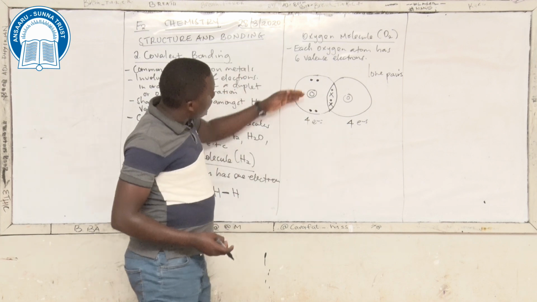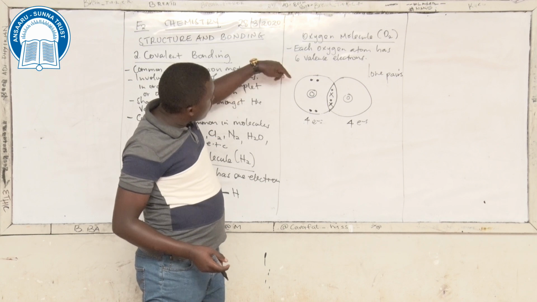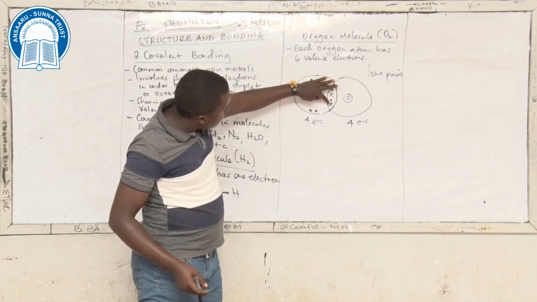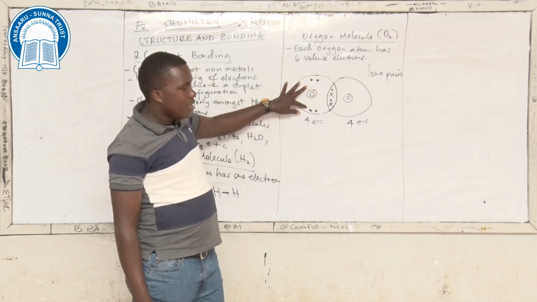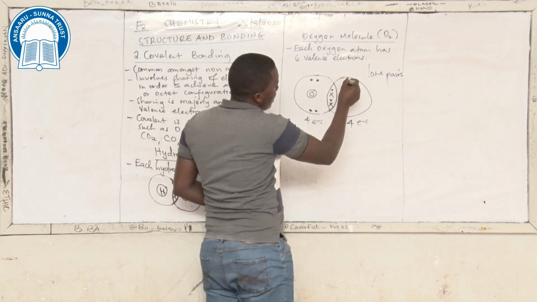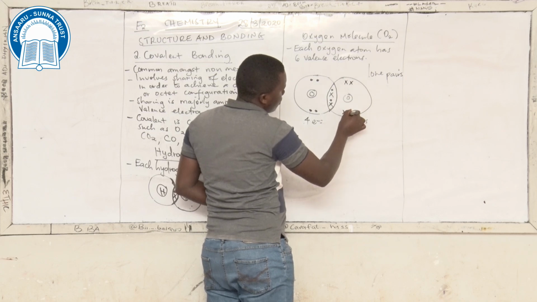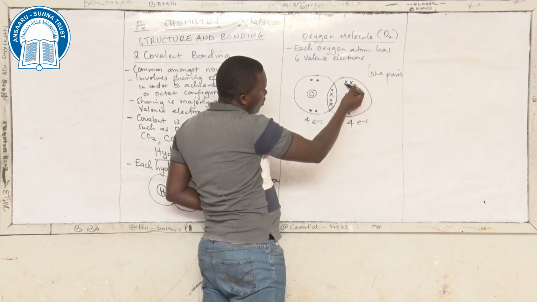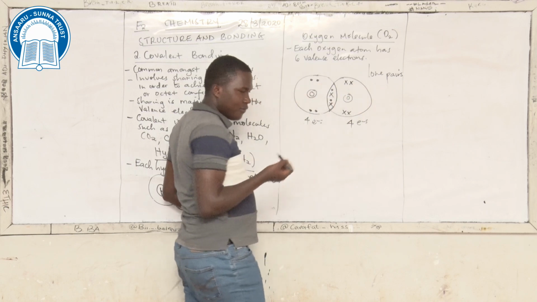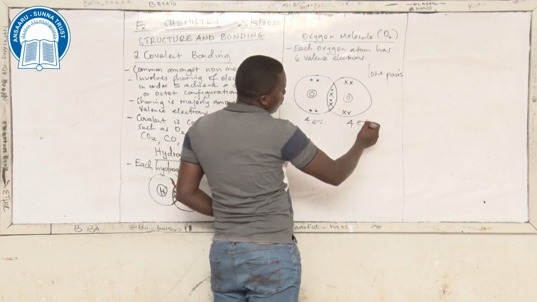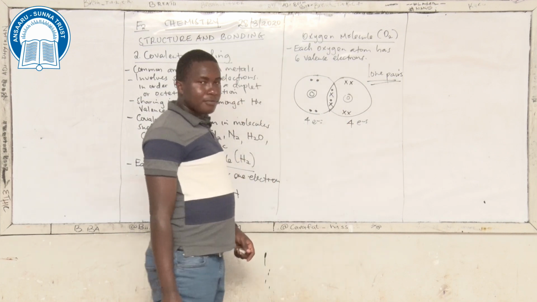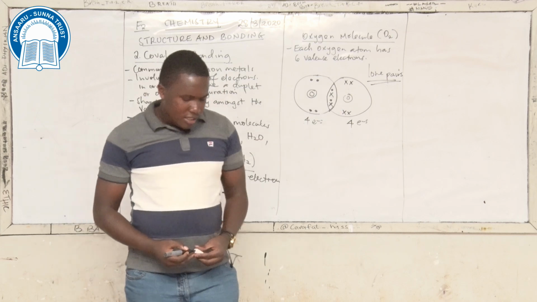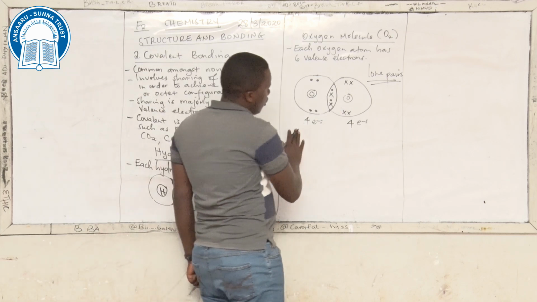That makes this oxygen become stable, because now the outermost shell has 1, 2, 3, 4, 5, 6, 7, 8. Then the other 4 also you represent on the other one. This also will have 8. 1, 2, 3, 4, 5, 6, 7, 8. So these unbonded electrons are what we call the lone pairs. They are the electrons which have not participated in bonding. So this one is the oxygen molecule.